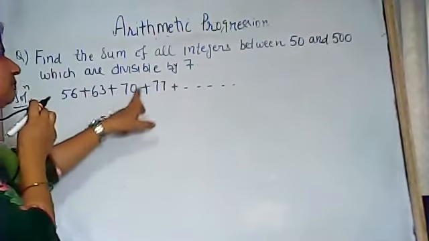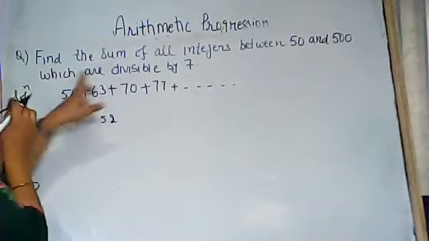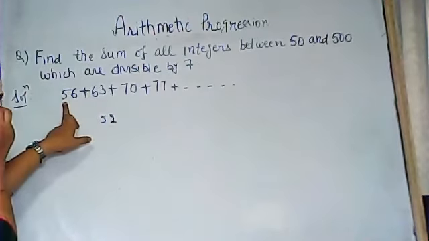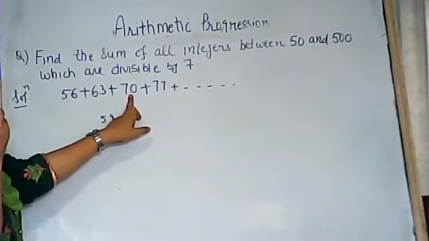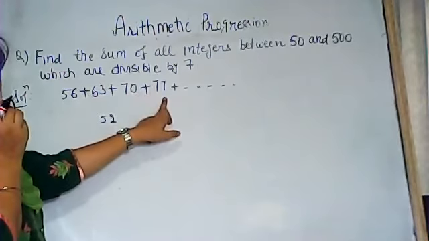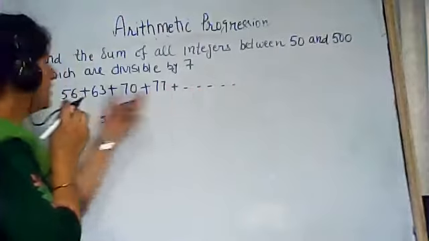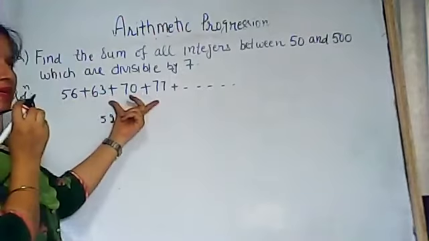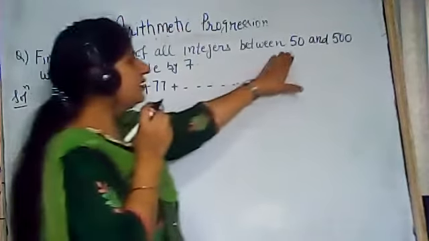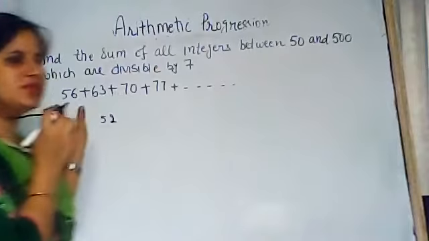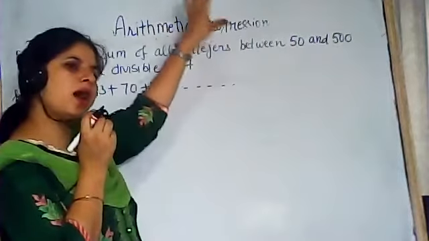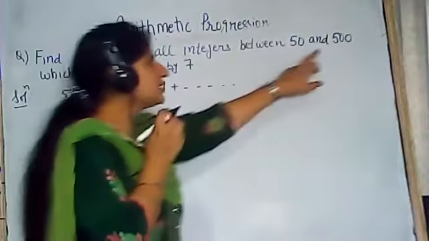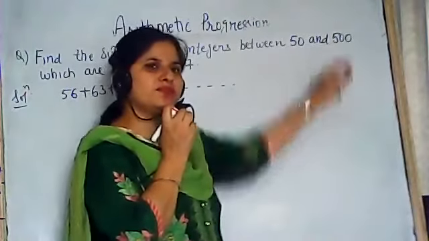All these numbers are divisible. 8 7s are 56. 9 7s are 63. 10 7s are 70. 11 7s are 77, and so on. So these are the numbers in order between 50 and 500 which are divisible by 7. And this series will go on and on. What is the last limit? The last number is 500.